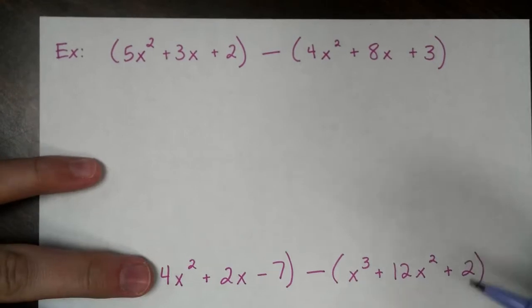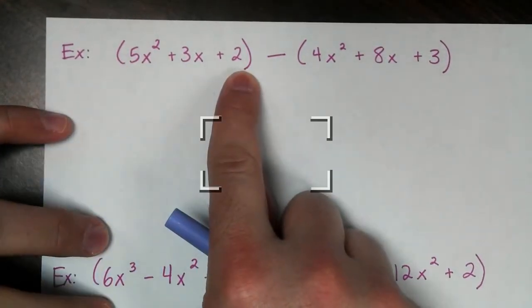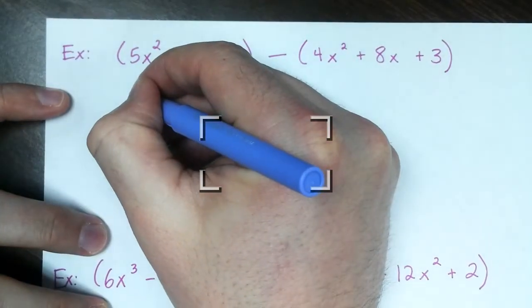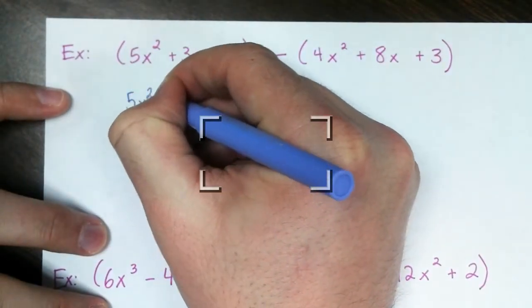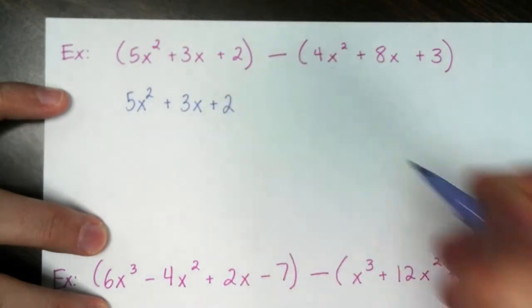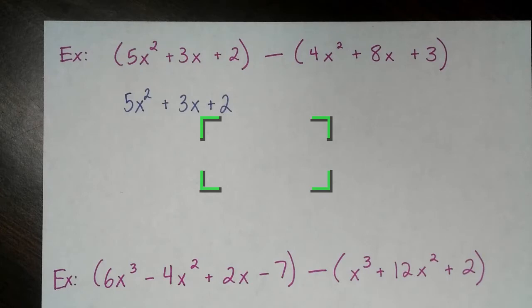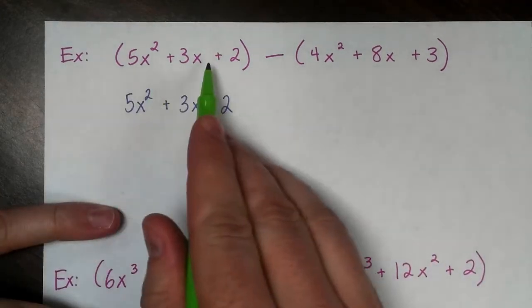So again, first step, always what I like to do is I like to rewrite this first polynomial right here. Just go ahead and rewrite it. 5x to the second plus 3x plus 2. All right, again, just rewrote that. Just my strategy, obviously, other teachers are different. So that's what I like to do, is just go ahead and rewrite that polynomial.